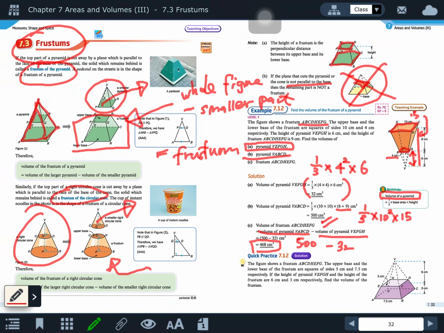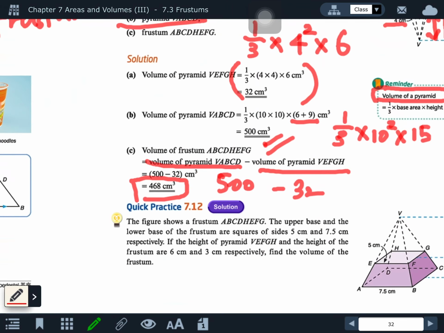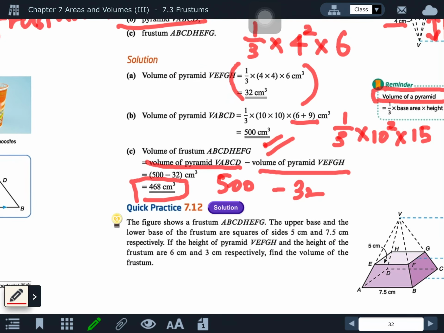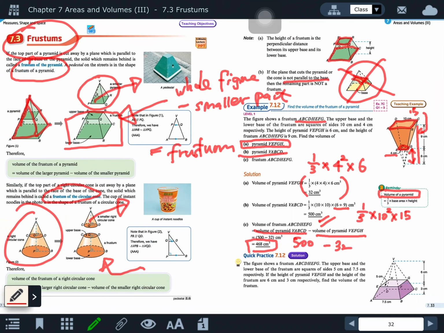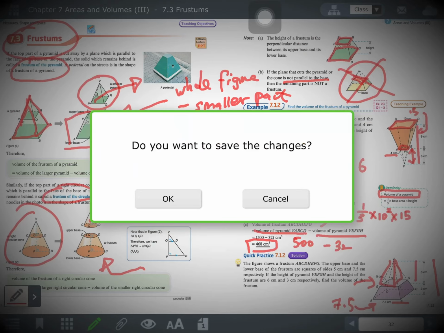Then you can try quick practice 7.12, doing the same thing. You find the larger pyramid minus the smaller pyramid. Both of them have a square base: the larger with side 7.5, the smaller with side 5 cm, and the total height is 9. The smaller part has height 6 cm. Then you take the bigger part minus the smaller part.